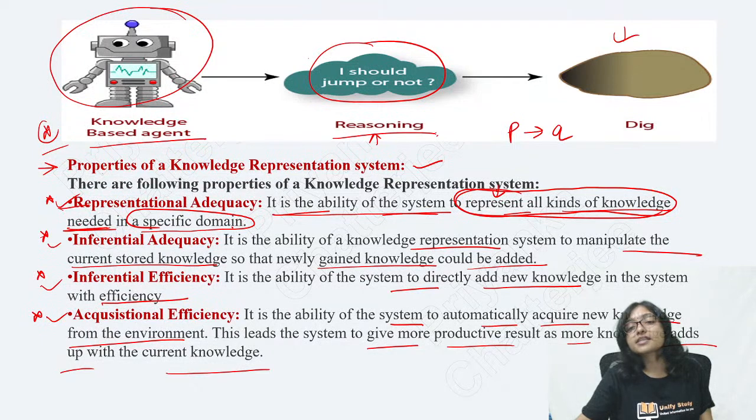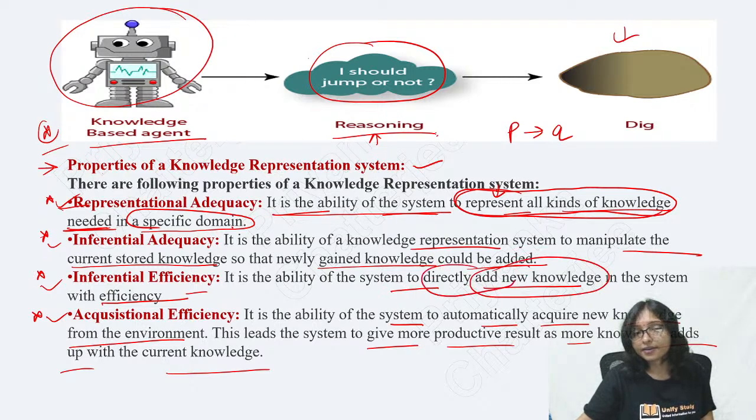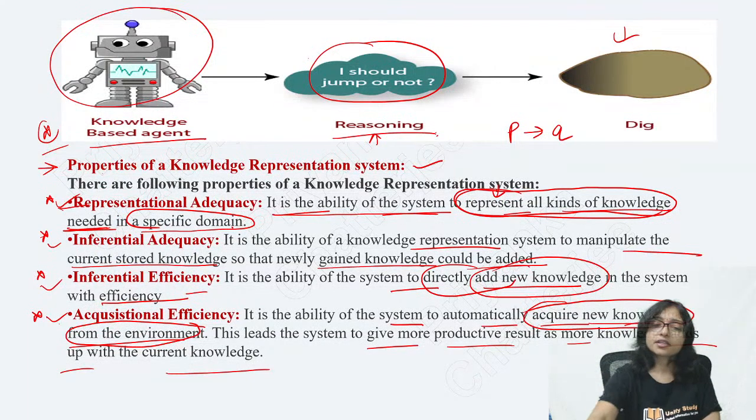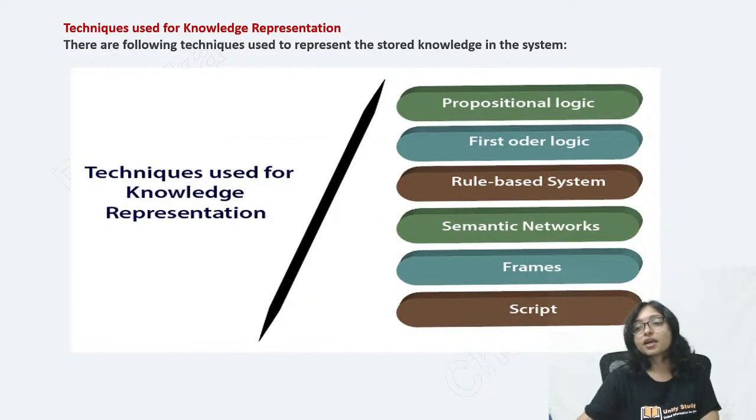Inferential means P implies Q, that I told. From the given knowledge, it is able to imply the new knowledge. Inferential efficiency directly adds new knowledge. Directly it can add. Acquisitional efficiency is new knowledge from the environment. These are the keywords you need to tell me, and you need to write them down also, because when the question comes in the exam, you will be confused otherwise. If they are giving matching, you will be confused.